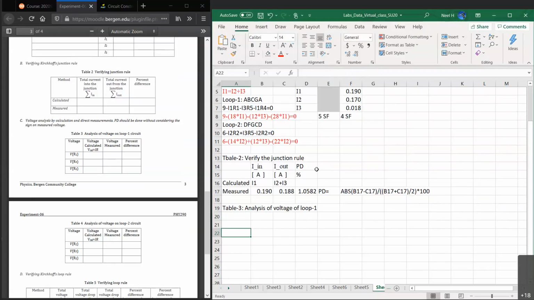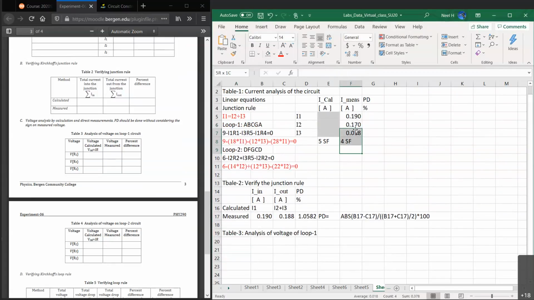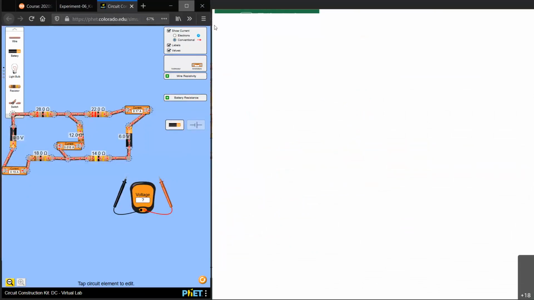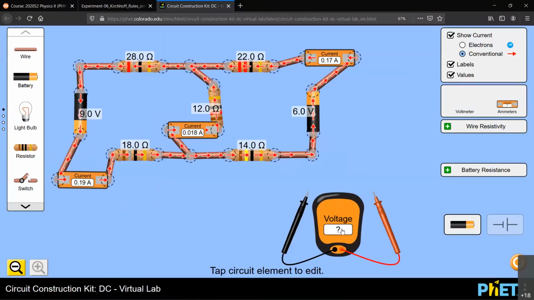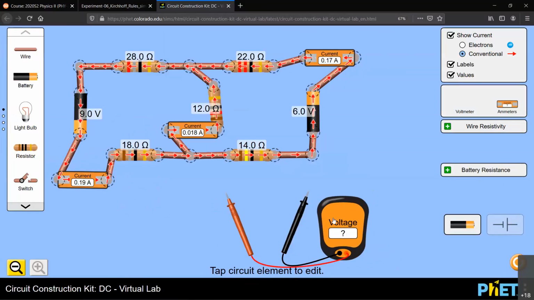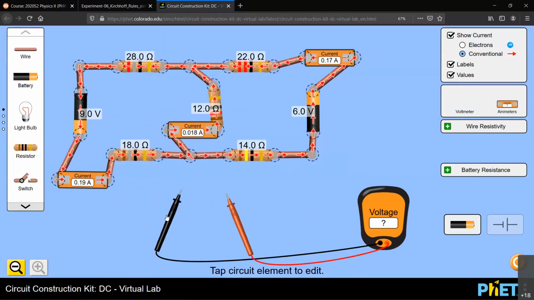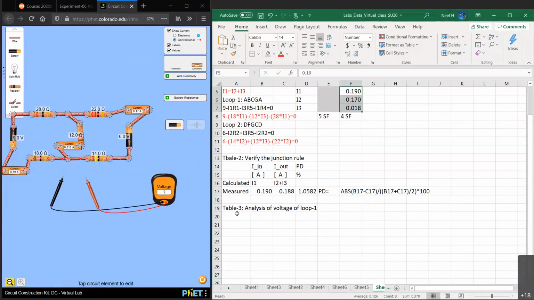Because I already know these current values, I already know the current values passing through each resistor. Because of that, I can calculate the voltage, right? You can calculate the voltage by using Ohm's law, V equal IR. So I can calculate voltage across R1, R2, R3, R4, and R5. And then we're going to measure those voltages by using the voltmeter, and then we'll compare those two first. Okay, that's the plan. So let's do this calculation part first, then we measure them.